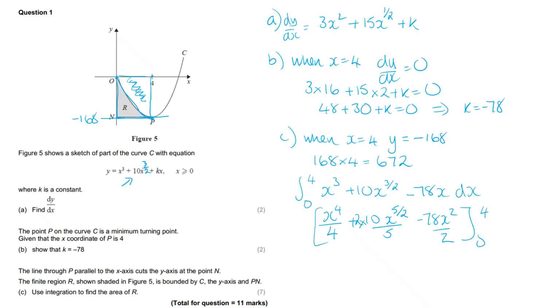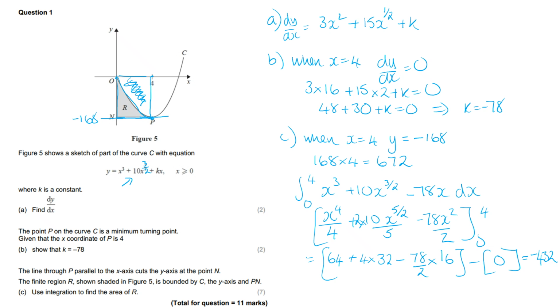Between 0 and 4, now putting your limits in, 4 to the 4 divided by 4 is going to be 64. 2 times 10 is going to be 20 divided by 5, which is 4, times square root of 4 is 2, and 2 to the 5 is 32, and then minus 78 over 2, which is 39, times 4 squared, which is 16. So that's the top limit minus the bottom limit, which when you put 0 in as x, because each term's got x, is going to be 0. Now that comes out to be minus 432. So that's that area there, the minus just telling us that it's below the x-axis.